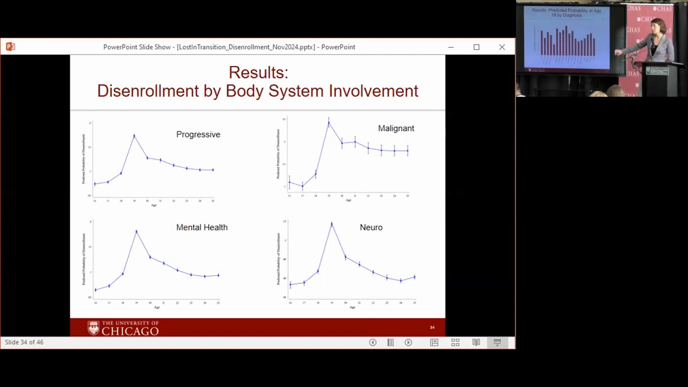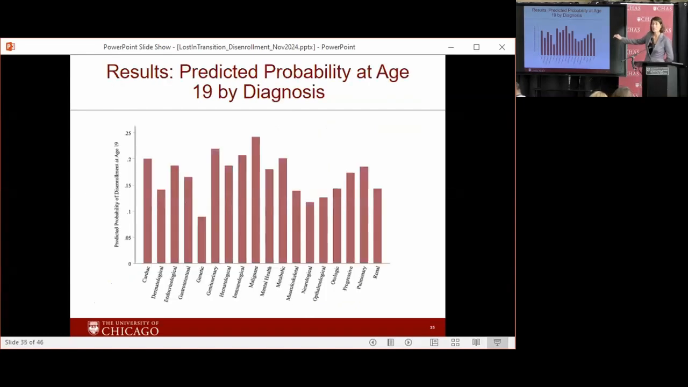And then this is just graphing the beta coefficient for age 19 among the different body systems that could be involved. And again, you can see the different magnitudes. So malignant here, again, is the highest, almost 25. Neurological, almost half that. And you can see a genetic condition is even lower in terms of the magnitude of disenrollment at age 19.